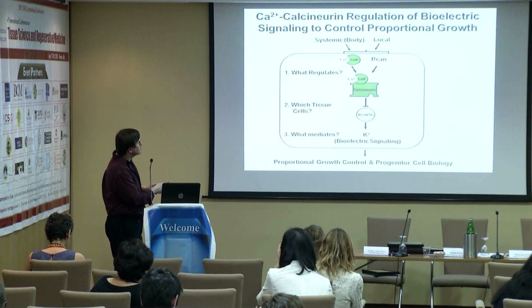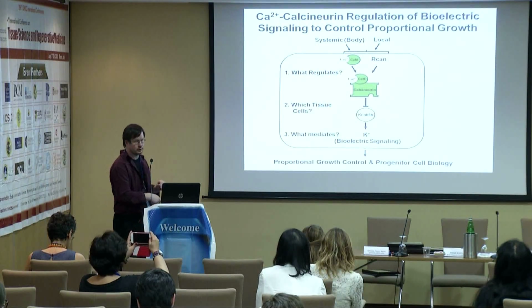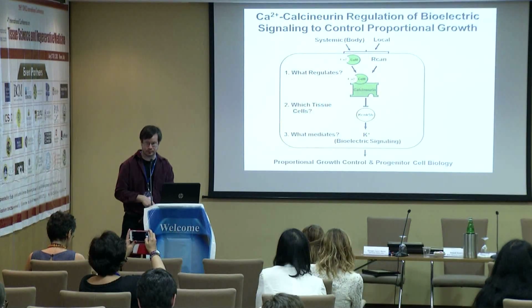And so we can use this now to look at what are the systemic controls or local controls that are regulating these factors in order to regulate positional information.